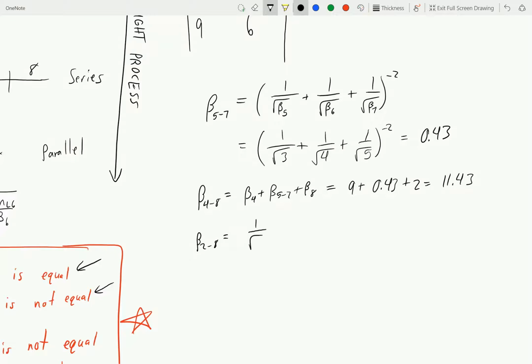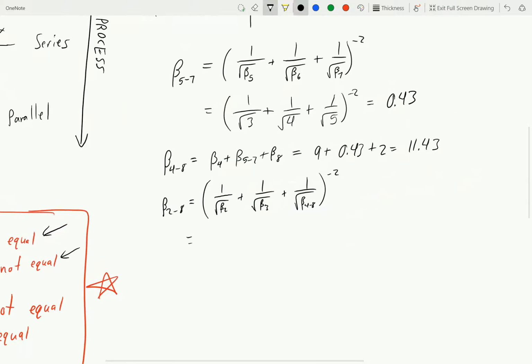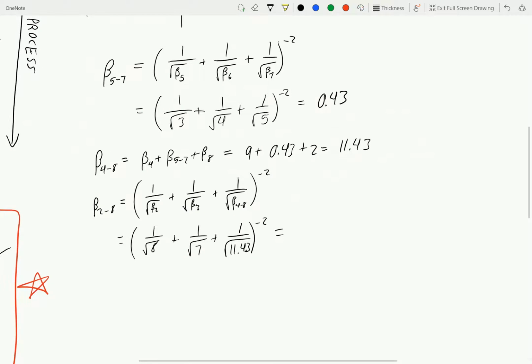is 1 over square root of beta 2, plus 1 over square root of beta 3, plus 1 over square root of beta 4 through 8, all raised to the negative 2 power. And we have beta 2 is equal to 8, so we have 1 over square root of 8. Beta 3 is equal to 7. And then beta 4 through 8 is 11.43, all raised to the negative 2 power. And that's going to give us a value of 0.95.